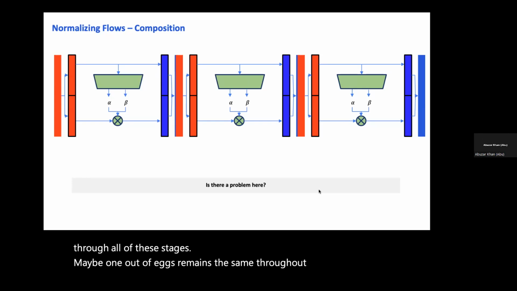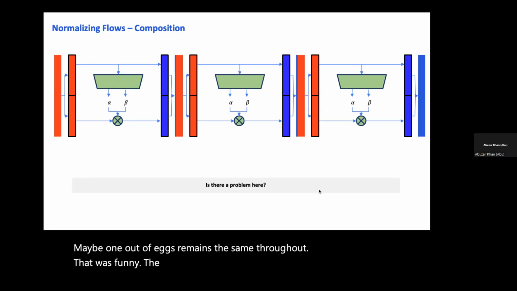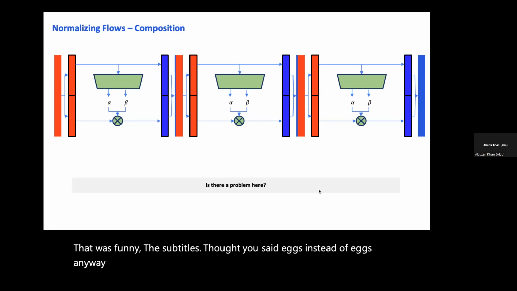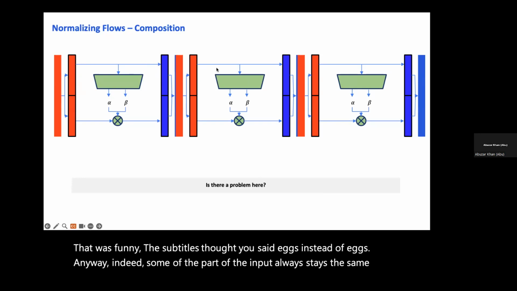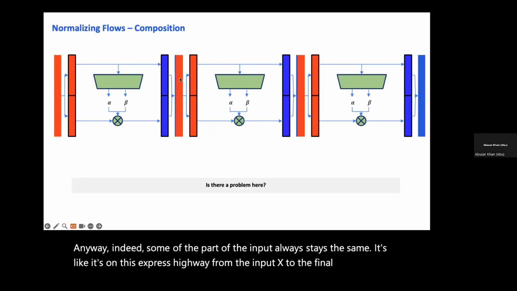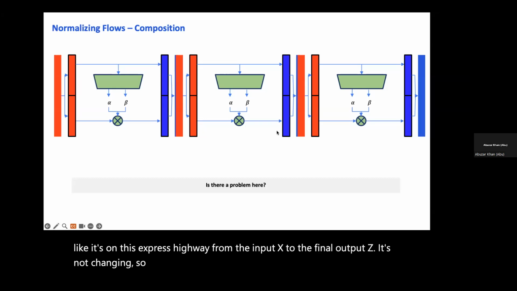Exactly. Also, that was funny. The subtitles thought you said eggs instead of X. But anyway, indeed, some part of the input always stays the same. It's like it's on this express highway from the input X to the final output Z. It's not changing. So we need to employ a sort of permutation here, right?